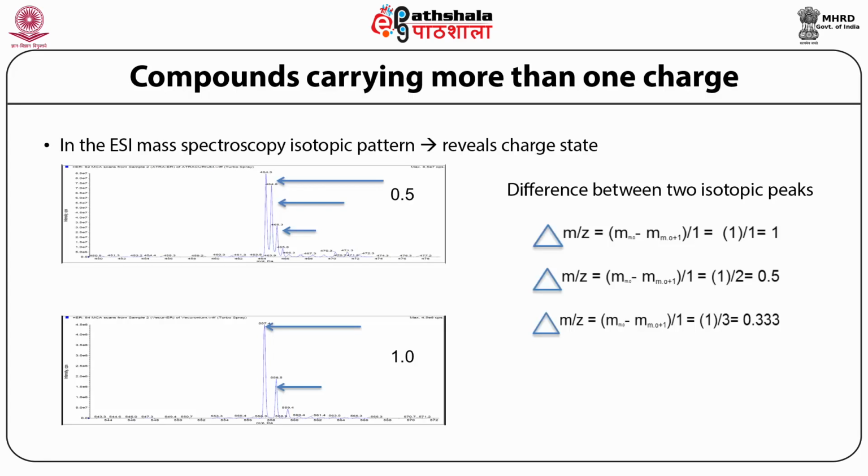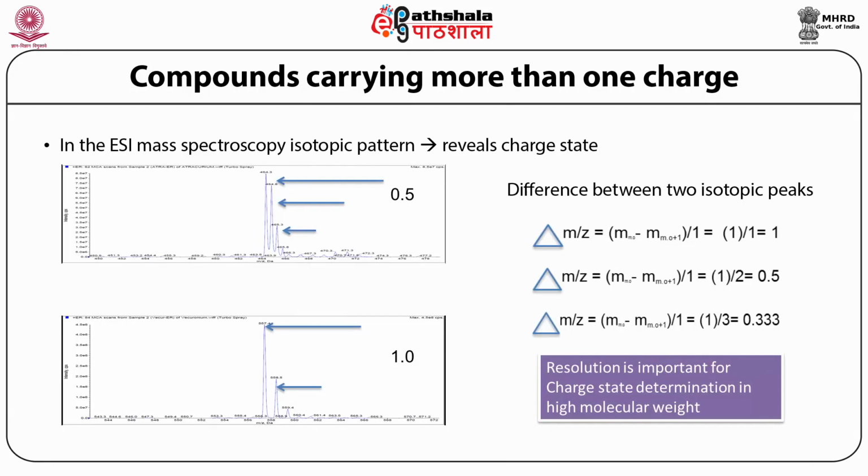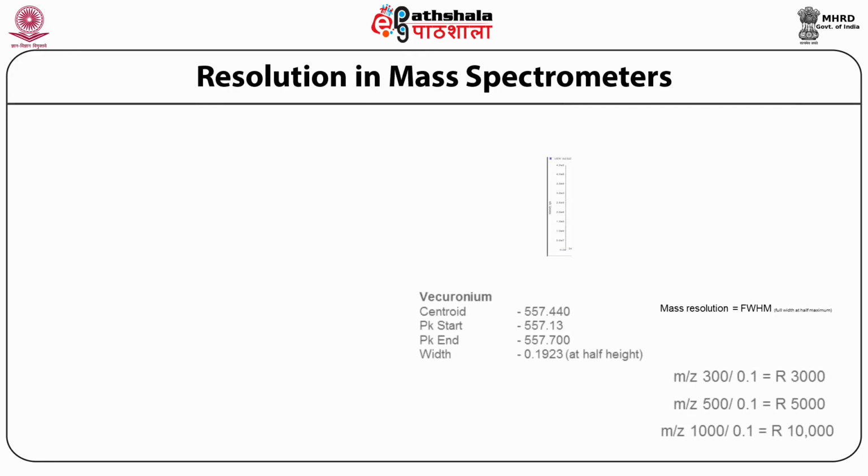So this is the simplest example, but when it comes to proteins, this number could be much bigger than we think. At that time, the resolution of the mass spectrometer is very essential to understand the charge state. Resolution in a mass spectrometer, as I told you, is very important. So how do you calculate this resolution in a mass spectrometer?